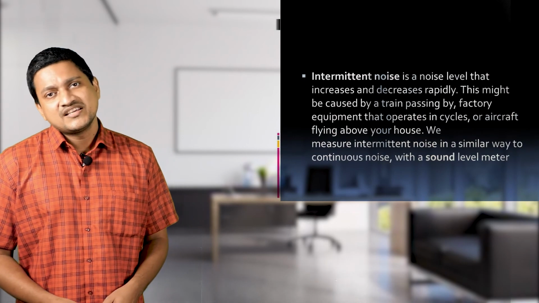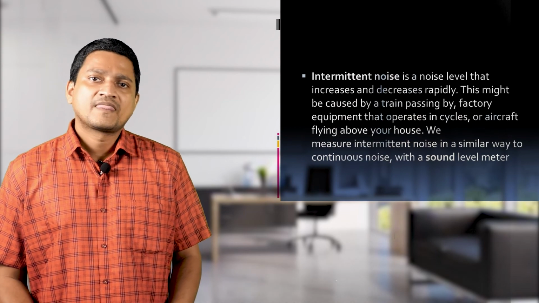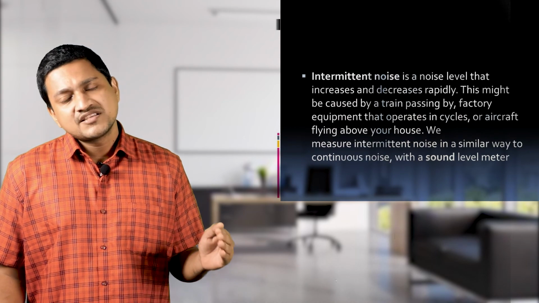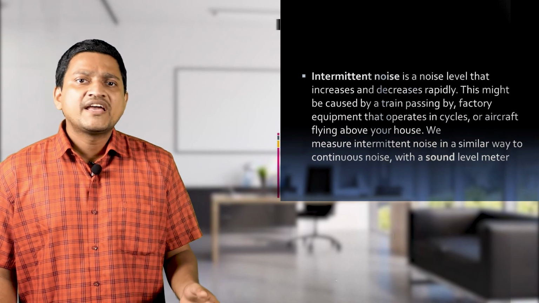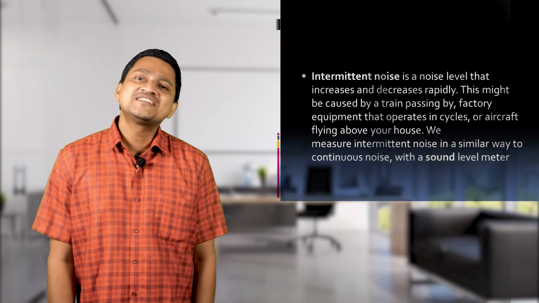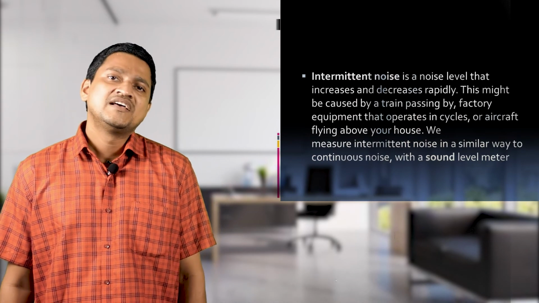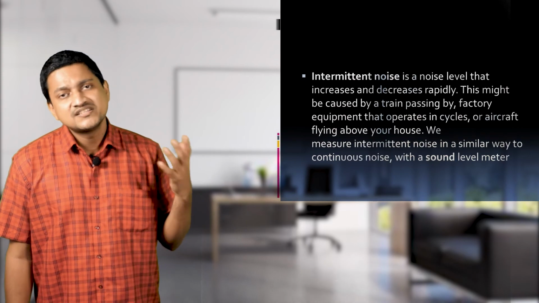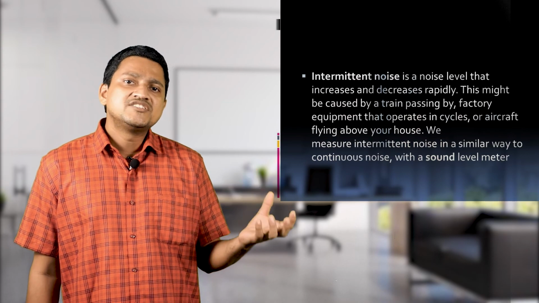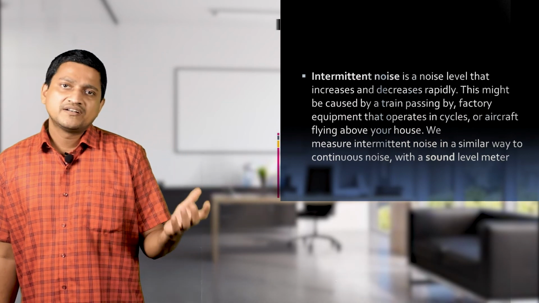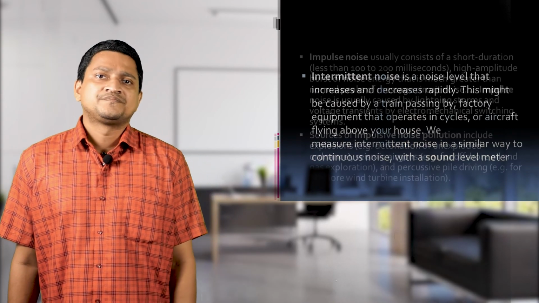Then intermittent noise is a noise level that increases and decreases rapidly. This might be caused by a train passing by, factory equipment that operates in cycles, or aircraft flying above your house. We measure intermittent noise in a similar way to continuous noise, with a sound level meter. The instrument used to measure sound is a sound level meter. It's a handheld device that shows the intensity of sound in decibels. Sound level meters are available in the market to measure the intensity of sound.